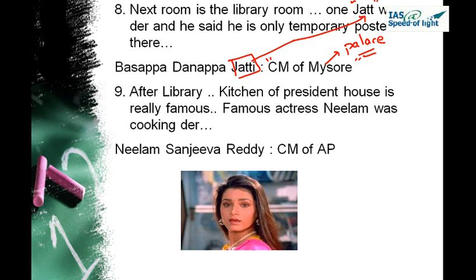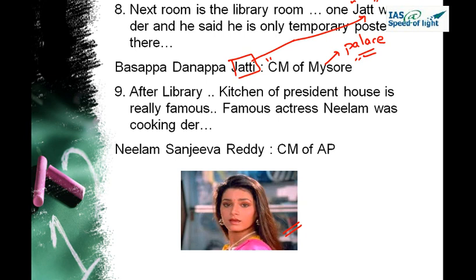You must know the kitchen of President House is really famous, and in the President House itself they grow all the vegetables and fruits, so none of the things come from outside. A famous kitchen. After the library we see the kitchen, and who was the cook there? It was Neelam, the actress. There are so many Neelams, so we are attaching Neelam, the Bollywood actress, as the cook there.